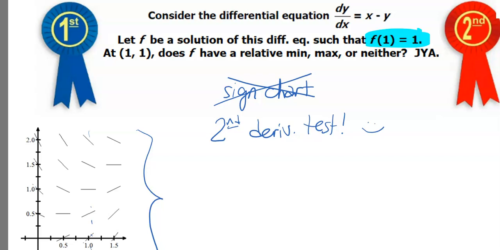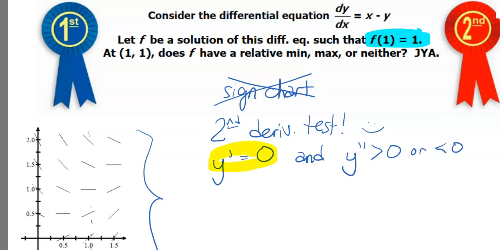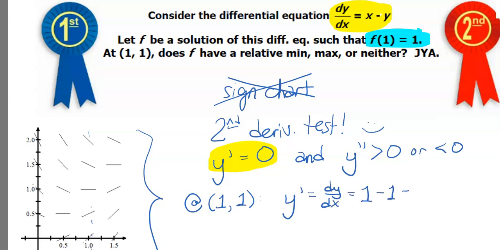So second derivative test, I need to do two things. I'm hoping that y prime is 0. And I'm also interested in whether y double prime is greater than 0 or less than 0. So let's see if that's true. Y prime is the same as dy dx. So at the point x equals 1, y equals 1, y prime, which is dy dx, they told me that's my x coordinate minus my y coordinate. We get 0. Hooray. On our slope field, I see that as this horizontal tangent.